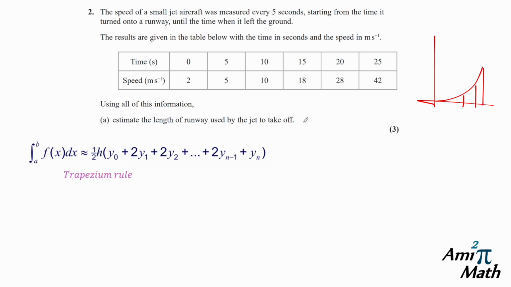Okay, so we know that our h is going to be 5. That's given here in the question, 5 seconds. So you do 5 over 2 times, and y0 is 2, and the last y is 42. And then you just do all of these times by 2, such as 2y1, 2y2, and so on. And then we can just multiply this out, and we get 415 meters.